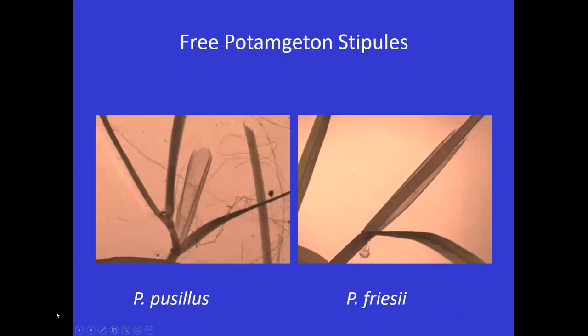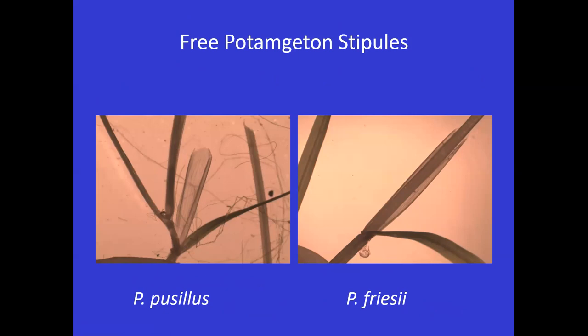Next. So here are a couple of diagrams of the stipule. This is Potamogeton pusillus on the left, and the stipule is that really transparent, you can just barely see some veins in it. So you can see that originally it probably was a leaf, and now it probably serves as protection as the leaf is developing or the flowers are developing. But at any rate, this one is free.